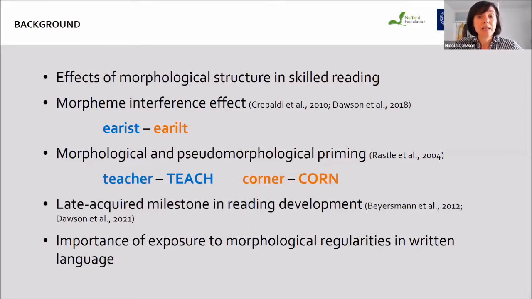But evidence for this is less robust in developing readers, and this is somewhat unsurprising, given that a deep understanding of these form-to-meaning links depends on exposure to written language, as we've just seen. So the question of what this input from written language looks like at different stages of reading development was the starting point for this work I'm talking about today.